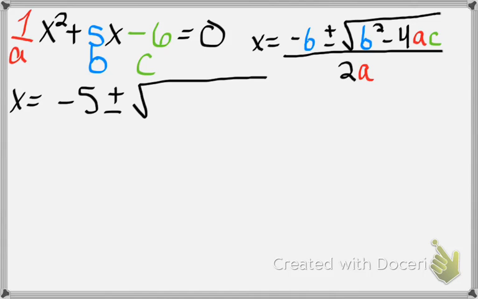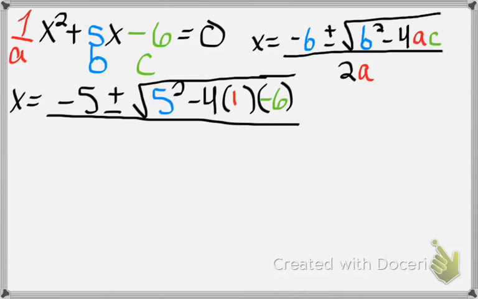Now keep going, plugging everything in. On the inside of that plus or minus square root, we have 5 squared minus 4ac, 4 times a times c. Well, a is 1 and c is negative 6, so go ahead and plug those in. Alright, so we're getting there. Then all of it is divided by 2a, 2 times a.